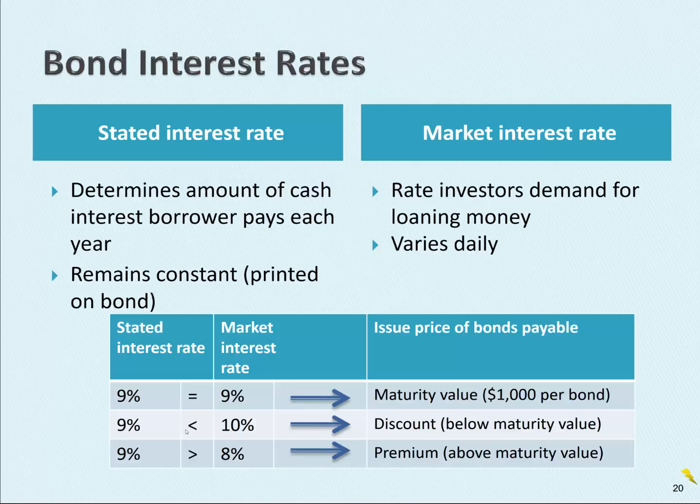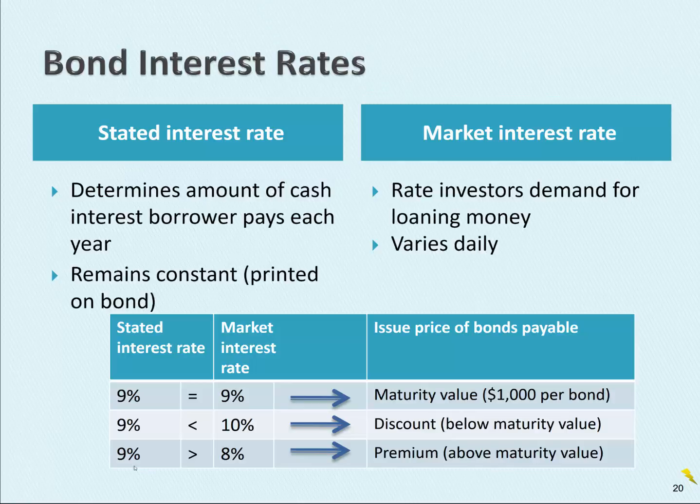Well, to get someone to buy a 9% bond when others are selling at 10%, you have to lower the price. In other words, the bondholder will only buy this 9% bond if the price is lowered. This is called being offered at a discount. In other words, the selling price is below maturity value. So instead of $1,000, maybe we only got $950 per bond.